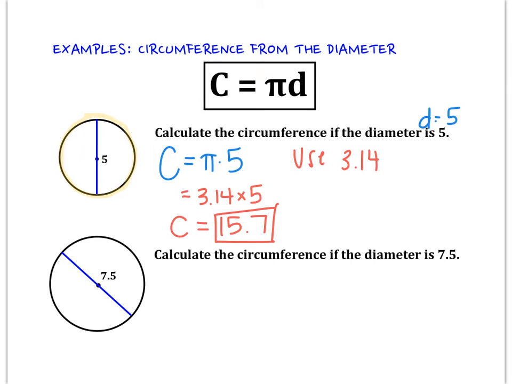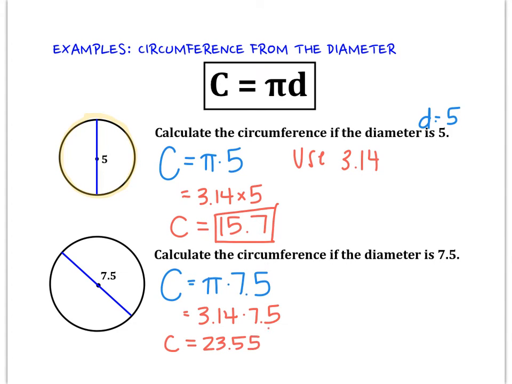Looking at the next one, it says calculate the circumference, this time if the diameter was 7.5. So just like we started with last time, I know that I'm going to take pi and multiply it by the diameter. Here my diameter is 7.5. In my calculator, I'm just going to round for right now and use 3.14. And that would tell me that my circumference for this circle would be 23.55. Again, let's say it said 7.5 centimeters. My circumference would be 23.55 centimeters.